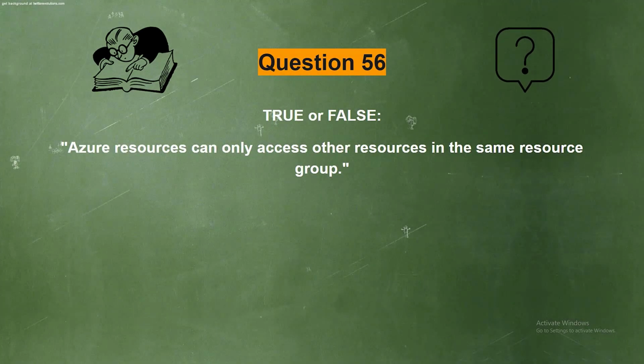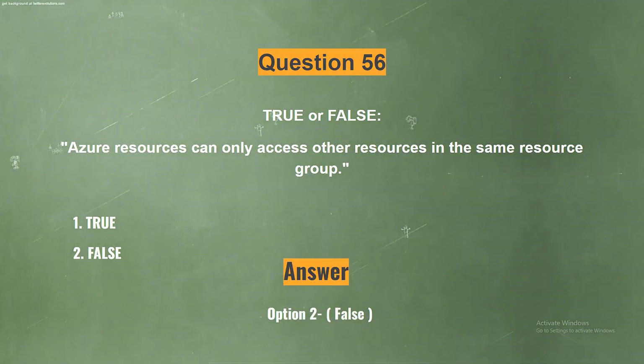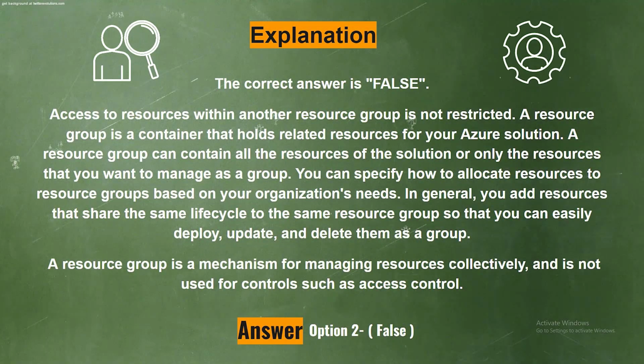Question 56. True or false? Azure resources can only access other resources in the same resource group. And the options are option 1, true, option 2, false. And the correct answer is option 2, false. The correct answer is false. Access to resources within another resource group is not restricted.